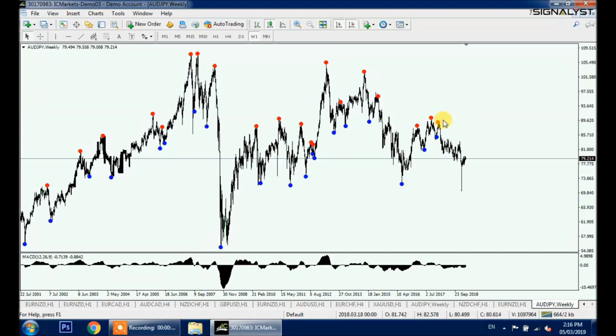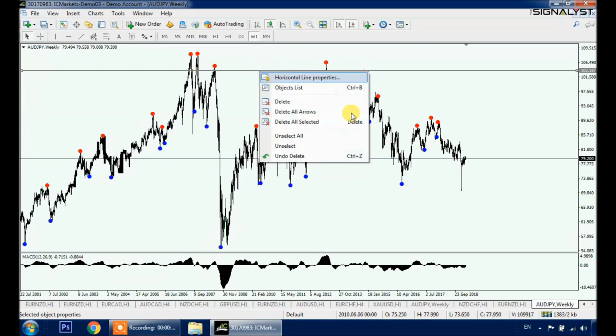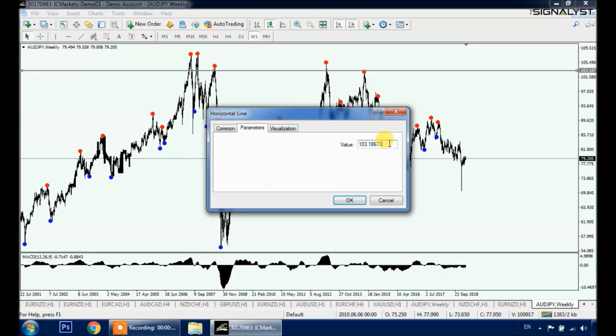So let's start by drawing our levels on weekly. As usual, we'll draw a random line on our chart and drag and drop it in a way to connect at least 3 dots. We start from the top. Here we can connect only 2 dots. Here we can connect 1, 2, 3. Those are wicks. So let's make it a round number as usual, 103.